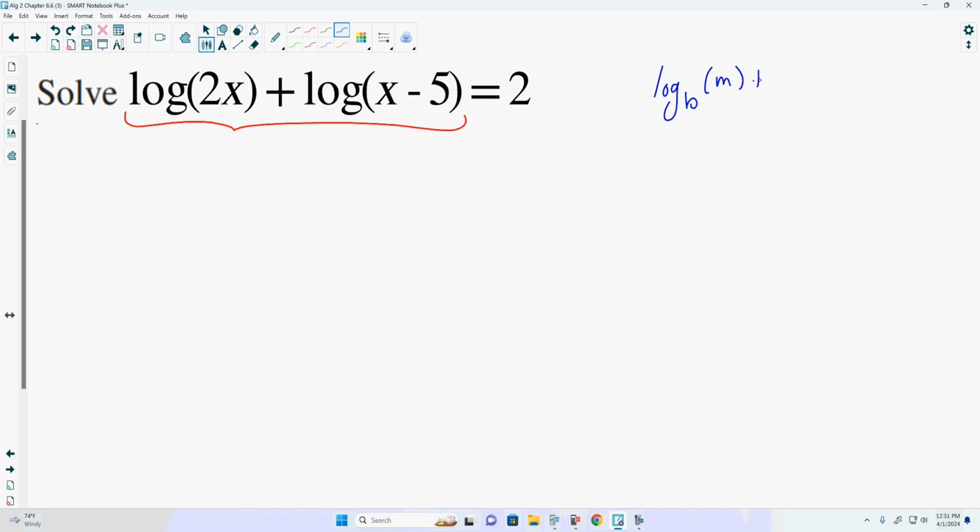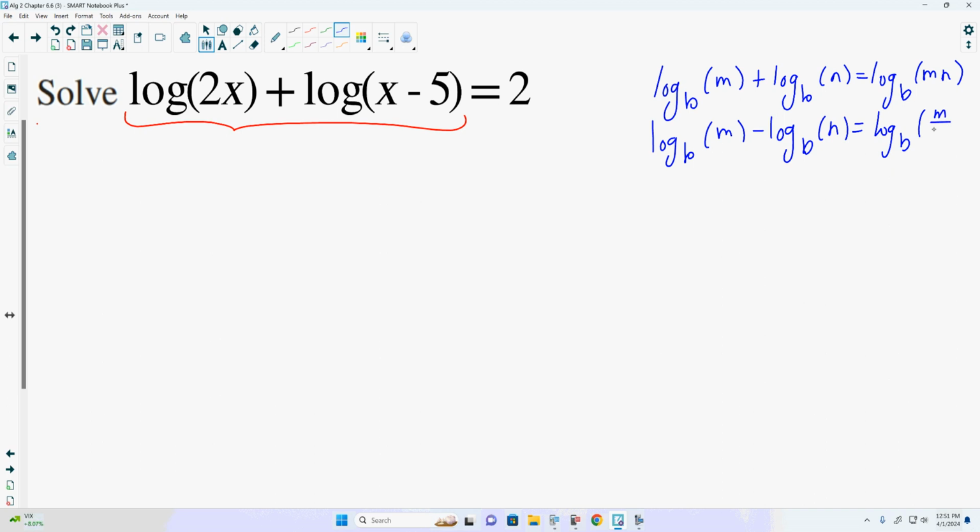That's stated if we have two or more logs being added together, we can rewrite it as a single log with what's inside being multiplied together. So our log base b of m plus log base b of n is equal to log base b of m times n. We have a similar property as if they're being subtracted, but instead of writing them as a multiplication, we write them as a division. Log base b of m minus log base b of n is equal to log base b of m over n.